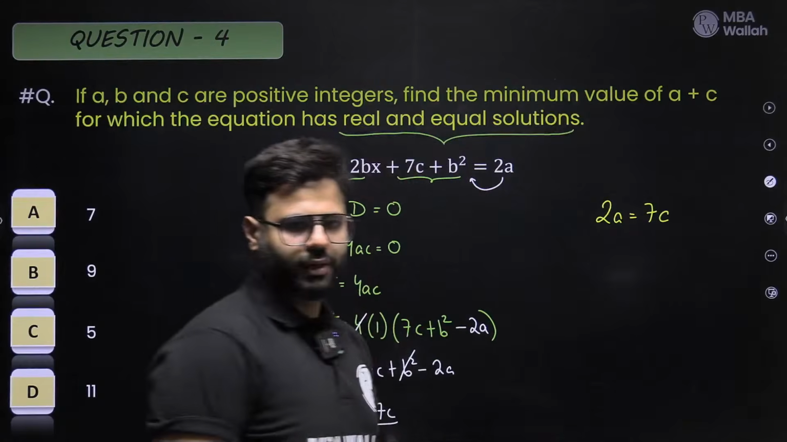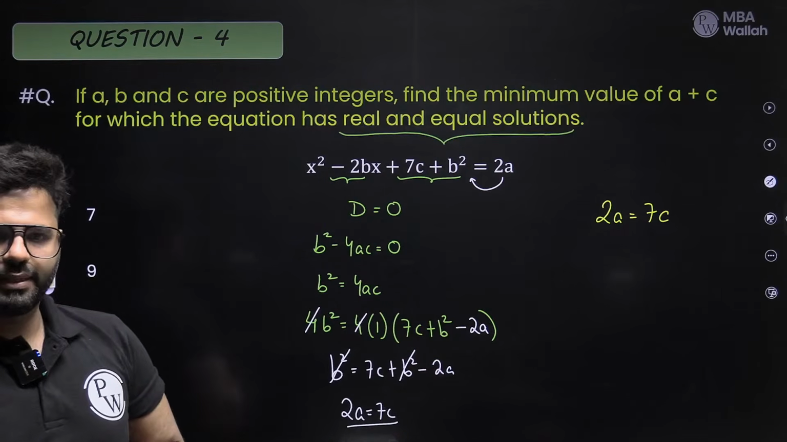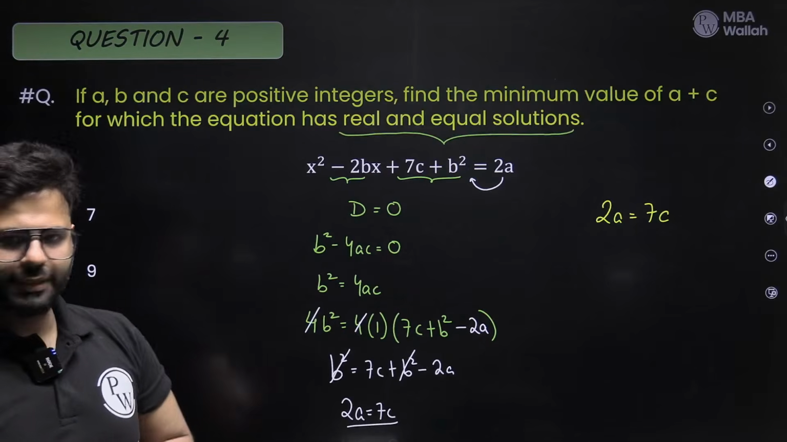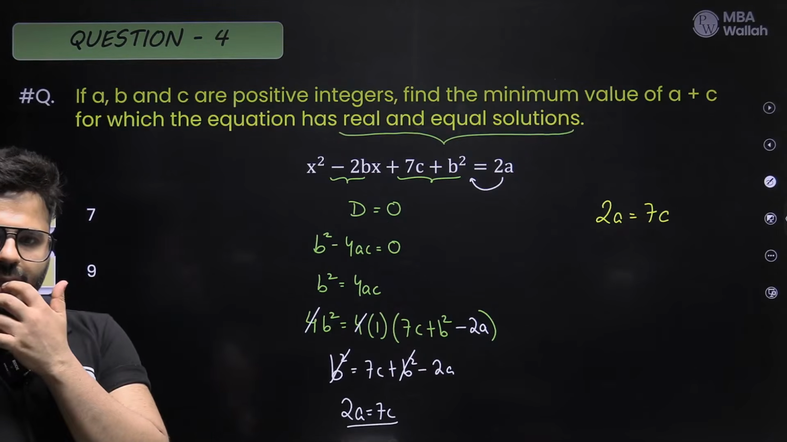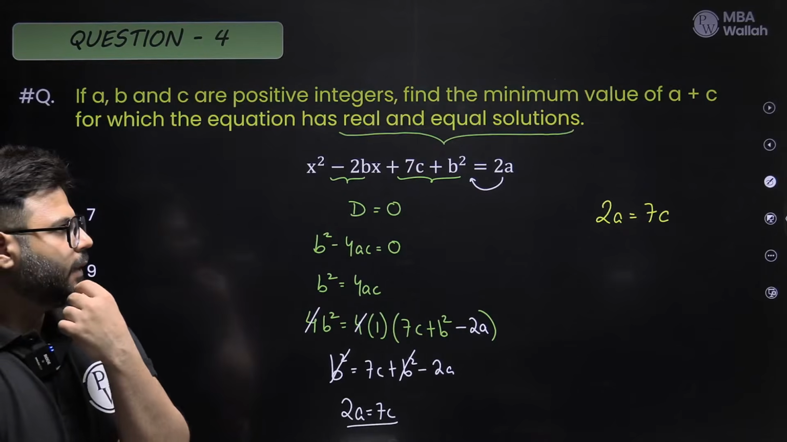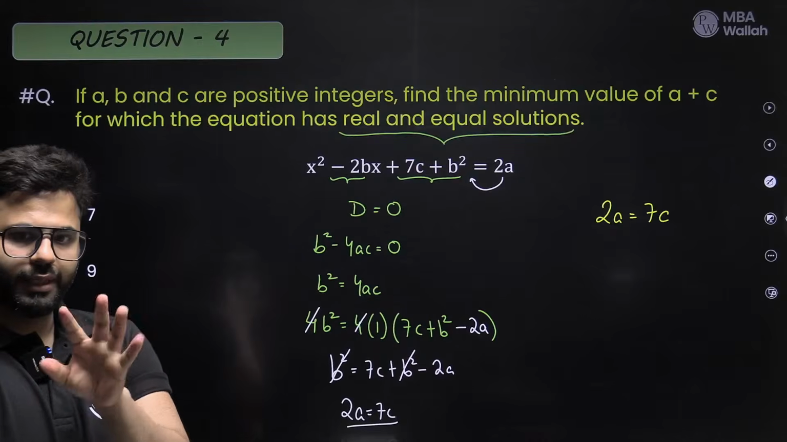Now guys, what is next? We need to find out the minimum value of A and C. We know that they are integers. So can you tell me the minimum value of A and C? Because there is a shortcut for solving that. I'll tell you that, right? Then I'll give you the reasoning as well.